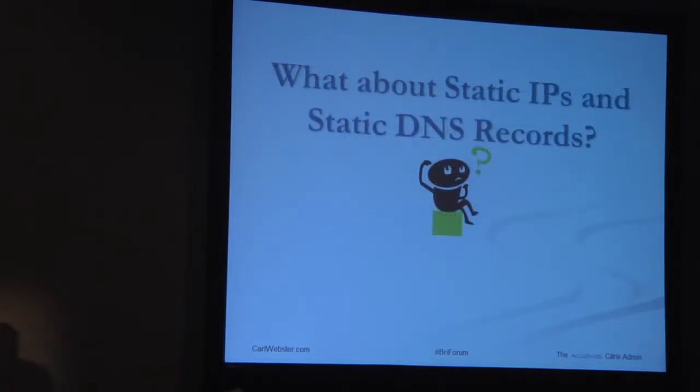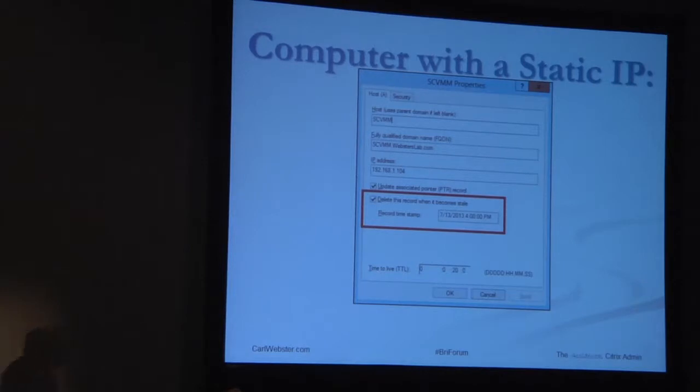Now what about static IPs and static DNS records? This confuses some people. So a computer with a static IP is a computer that has a hard-coded IP address, but it is registered dynamically in DNS, and it gets the checkbox to delete this record when it becomes stale, and it gets a record timestamp, and then also the time to live is set for 20 minutes.